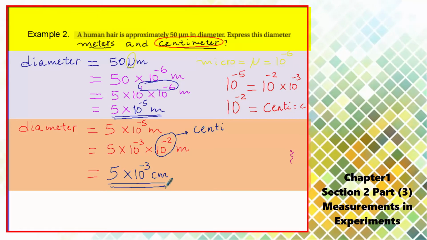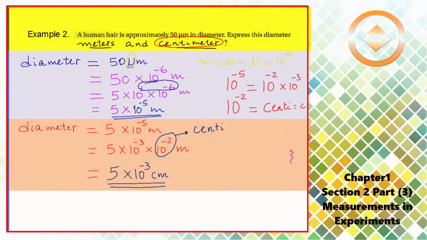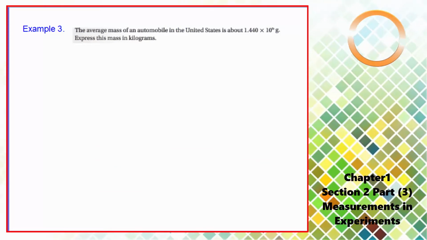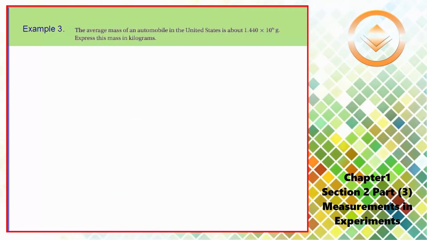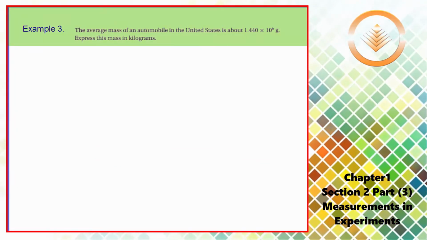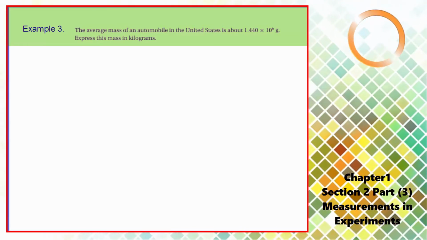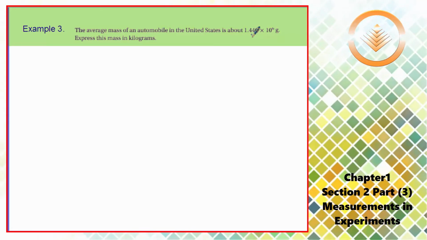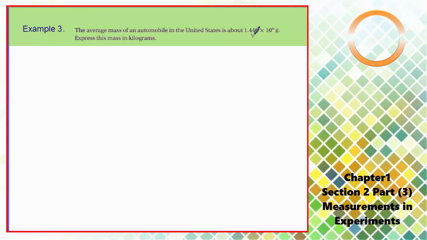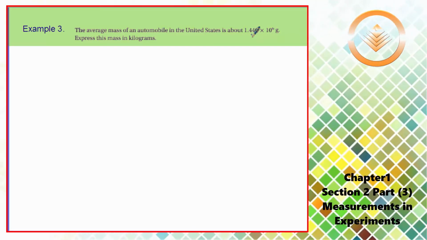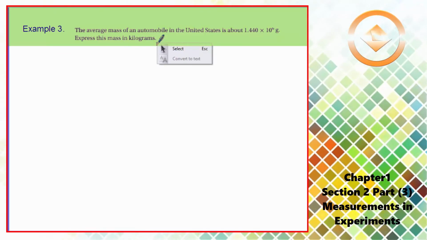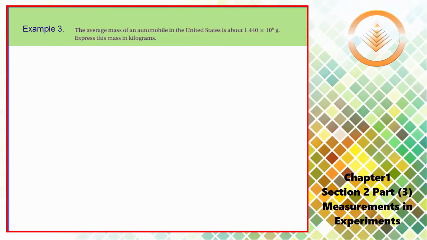Now let's add one more example so that you can easily understand it. Example number 3 says the average mass of an automobile in the United States is about, this is a mass, 1.440 times 10 to the power of 6 gram. Express this in kilograms.